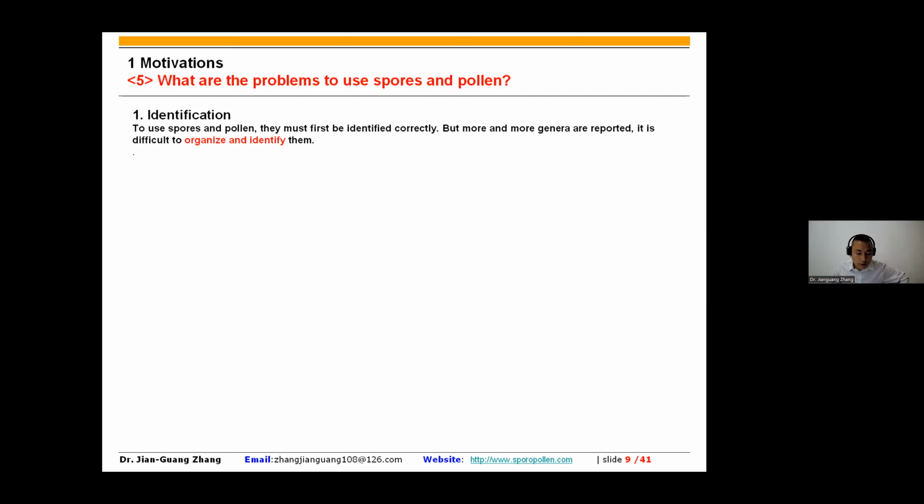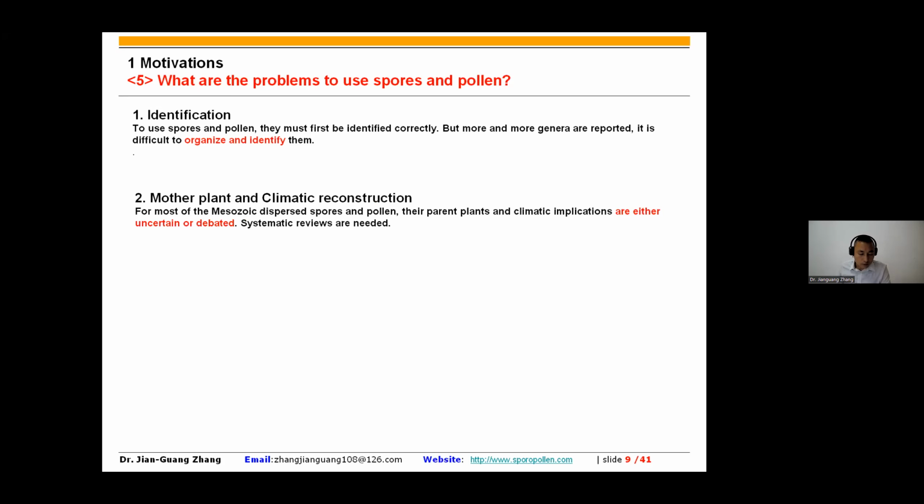Currently, it is still difficult to use the Mesozoic dispersed spores and pollen for climatic and environmental reconstruction. To use spores and pollen, they must first be identified correctly, but more and more general are reported. It is difficult to organize and identify them. For most of the Mesozoic dispersed spores and pollen, their parent plants and climatic implications are either uncertain or debated.